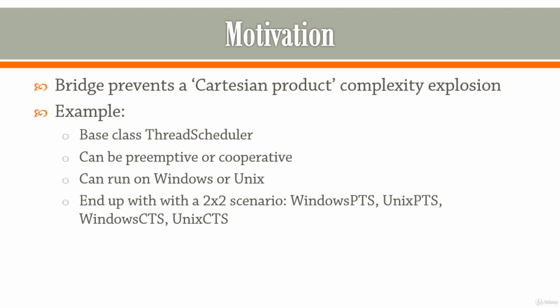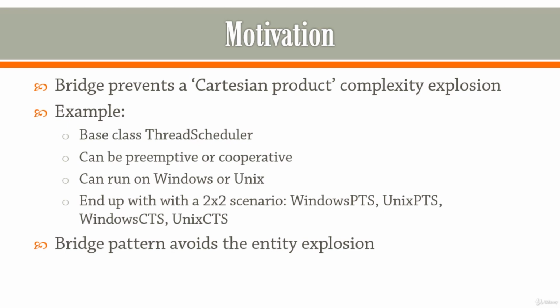And this is what I'm calling the Cartesian product, because if you have, let's say, 3 criteria, then you would have 8 different classes because it would be 2x2x2. So it's this kind of product that we actually want to avoid. And the bridge pattern does exactly this. The bridge pattern tries to avoid this entire entity explosion.